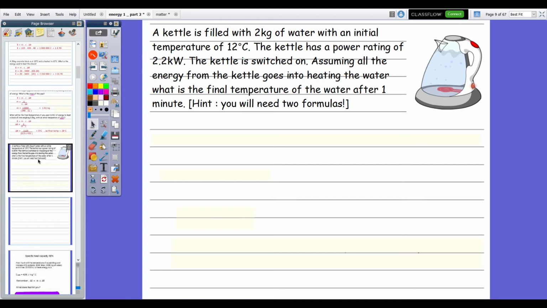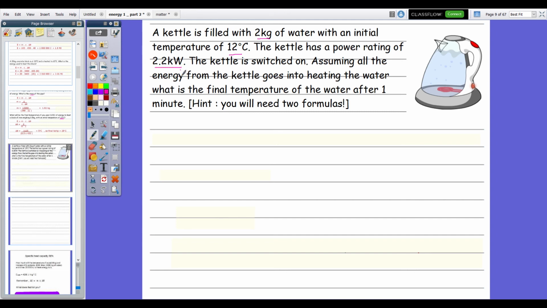Okay, a kettle is filled with 2 kilograms of water with an initial temperature of 12 degrees C. The kettle has a power rating of 2.2 kilowatts. The kettle is switched on. Assuming all the energy from the kettle goes into heating the water, what is the final temperature of the water after 1 minute? So, we've got mass, we've got initial temperature, and we've got power.